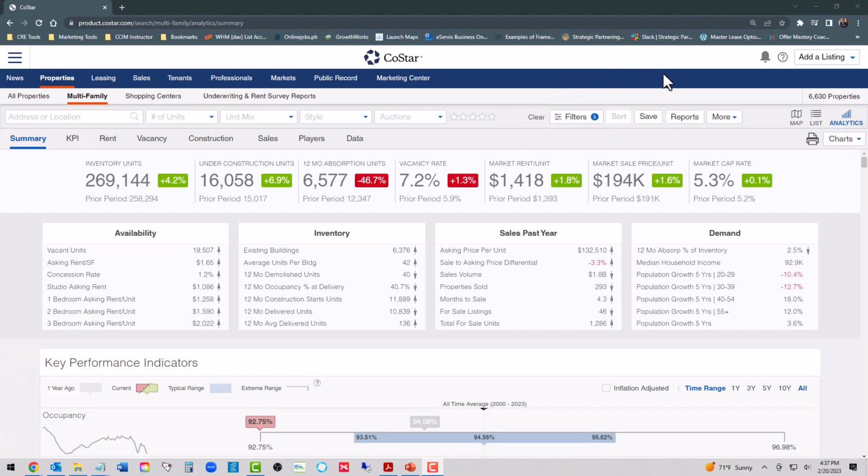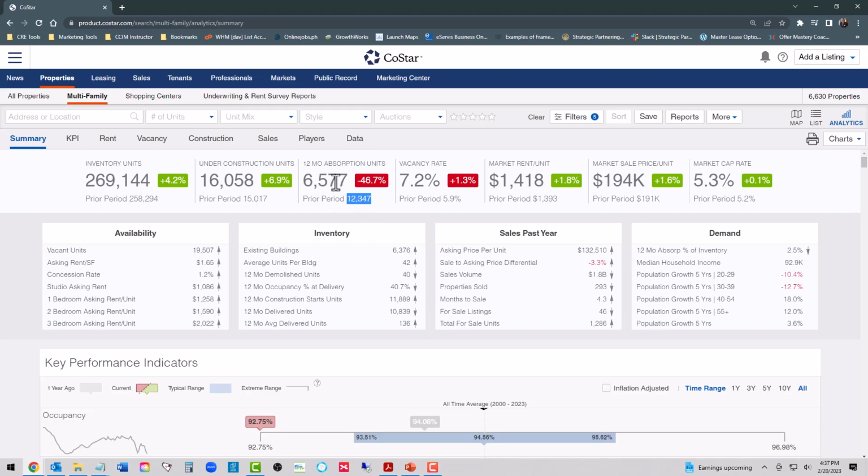So here is the supply snapshot for the Minneapolis, Minnesota metro statistical area. You can see there are 6,630 properties in this market, totaling 269,144 units. There is still 16,058 units under construction, and in the last 12 months, or in 2022, 6,577 more apartments rented than went vacant, otherwise known as absorption. And in 2021, 12,347 more apartments were rented than went vacant.